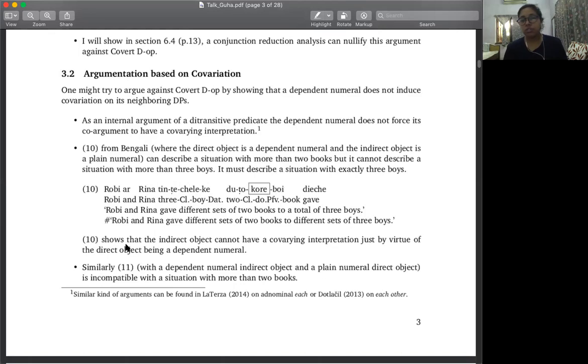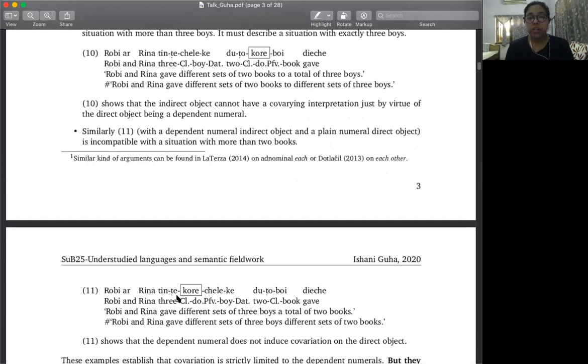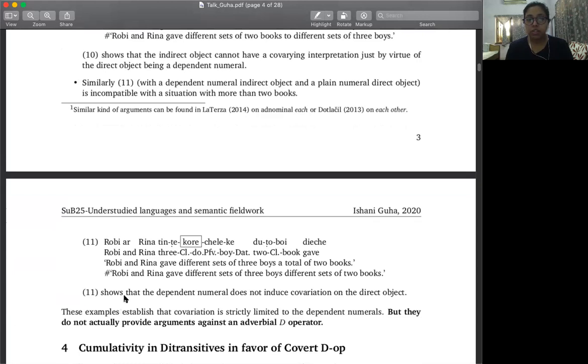So it shows that the indirect object cannot have a covariant interpretation just by virtue of the direct object being a dependent numeral. Similarly, 11, with a dependent numeral indirect object and a plain numeral direct object, is incompatible with a situation with more than 2 books. Okay, showing that the dependent numeral does not induce covariation on the direct object.